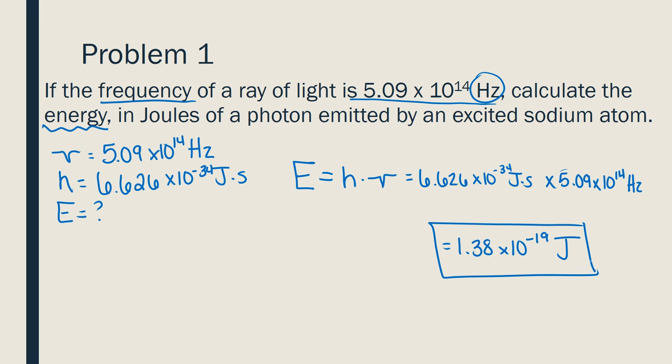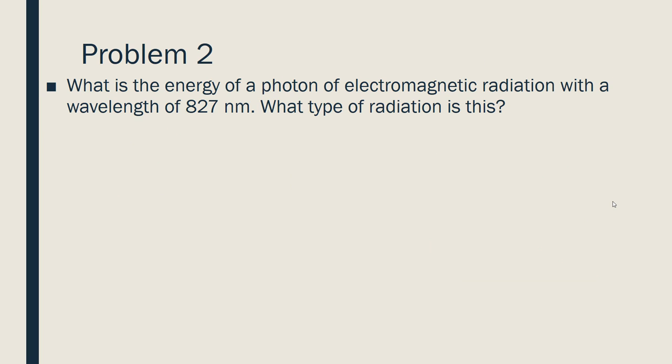So that's how much energy we have here, and we'll get into this more as we go through this particular week. Moving on to the next problem, it asks, what is the energy of a photon of electromagnetic radiation with a wavelength of 827 nanometers? What type of radiation is this? It asks what is the energy right off the bat, so that's what I'm solving for. And it has a wavelength, remember wavelength is lambda, of 827 nanometers.